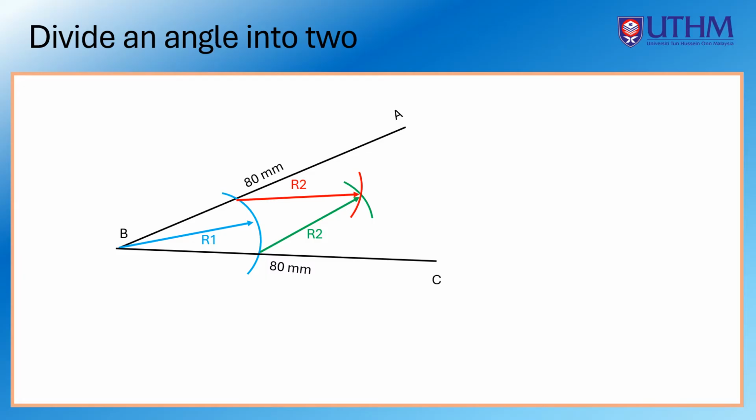From point B, a straight line is made that passes through the curve intersection. Now we have divided an angle into two.